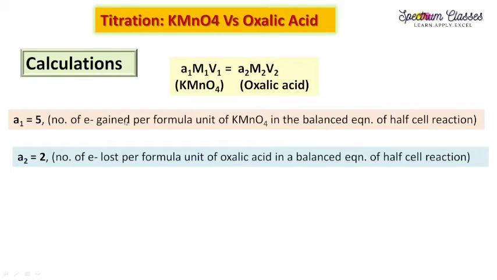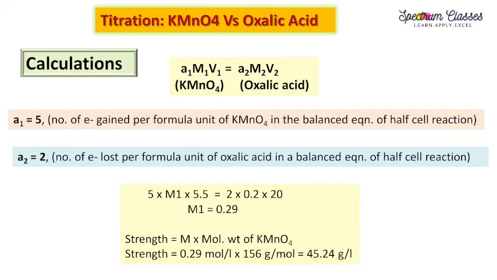So the number of electrons gained by KMnO4 is 5 and the number of electrons lost by oxalic acid is 2 in the balanced half cell equation. Here oxidation is taking place, and here reduction is taking place. So we are using A1 as 5 and A2 as 2, the numbers of gained and lost electrons.